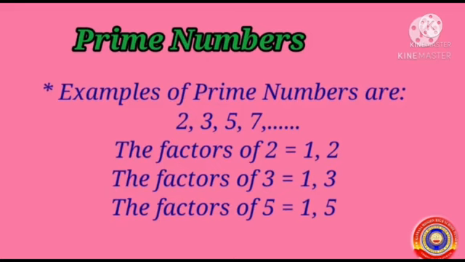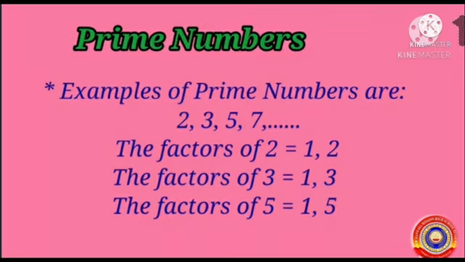The factors of 2 equals 1 and 2. The factors of 3 equals 1 and 3. The factors of 5 equals 1 and 5. Here all these numbers have two factors, that is 1 and the number itself.